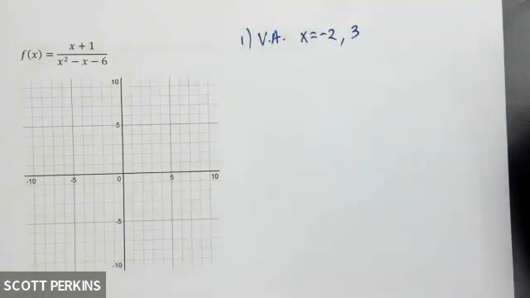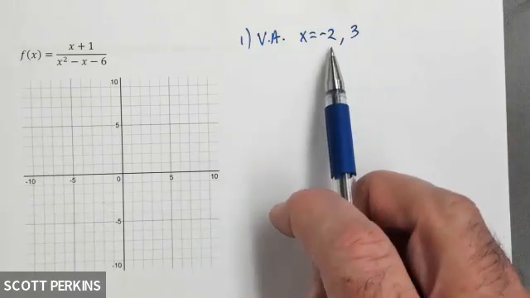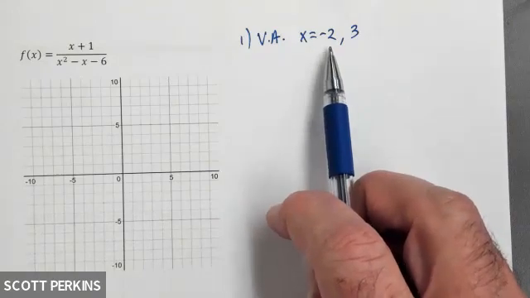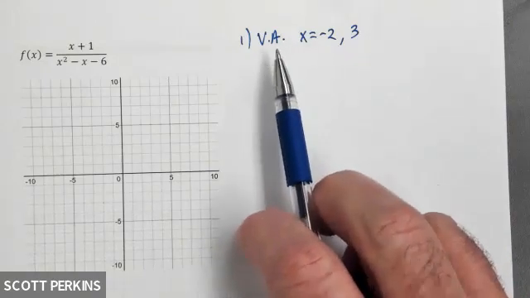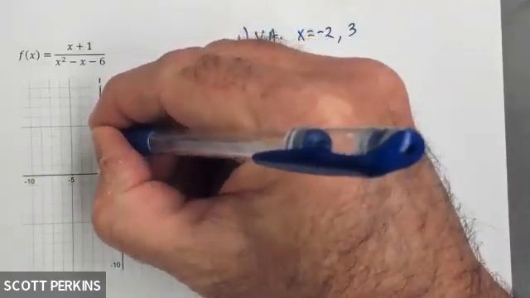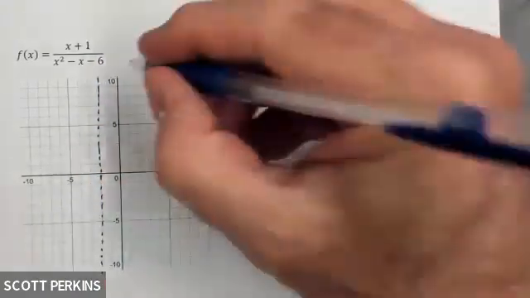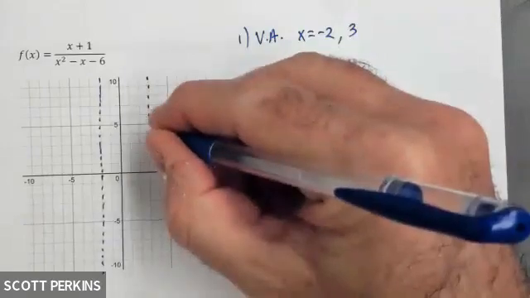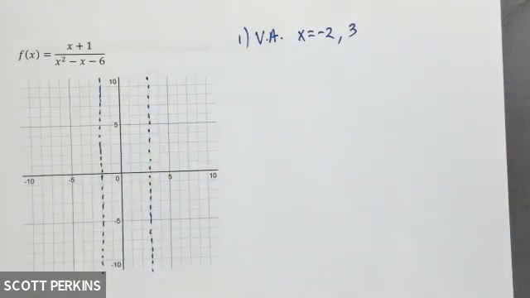-2 and 3. Perfect. There's 2 vertical asymptotes. So I'm going to make 2 vertical lines. So again, if you're watching on the video, or if you weren't here last time, we did this when we went through the examples. I put this as one of the examples to save us a little time later on. So I've got a vertical asymptote at -2, and then I've got a vertical asymptote at 3.